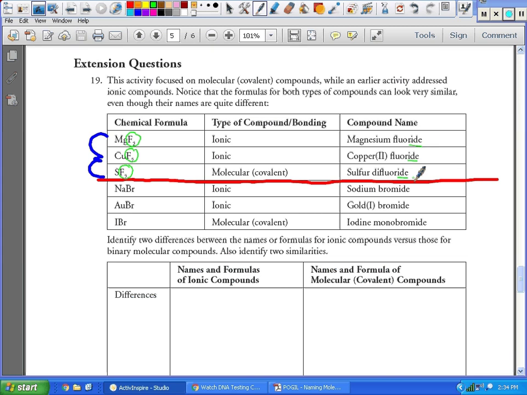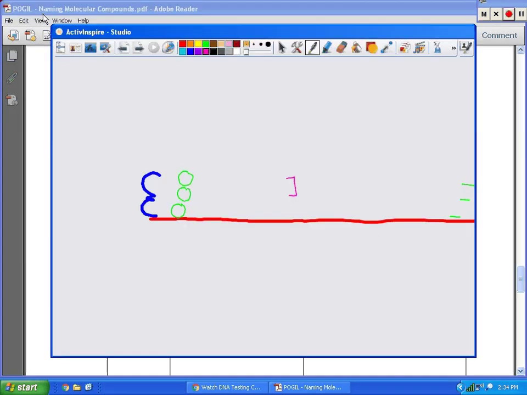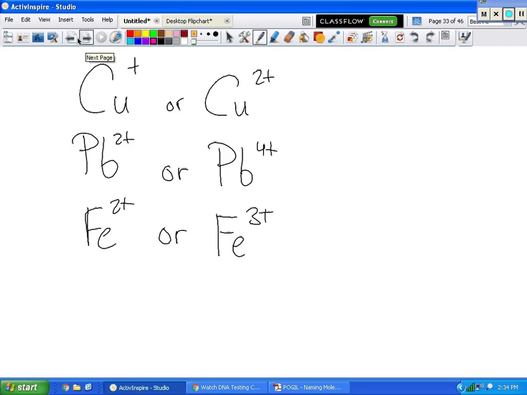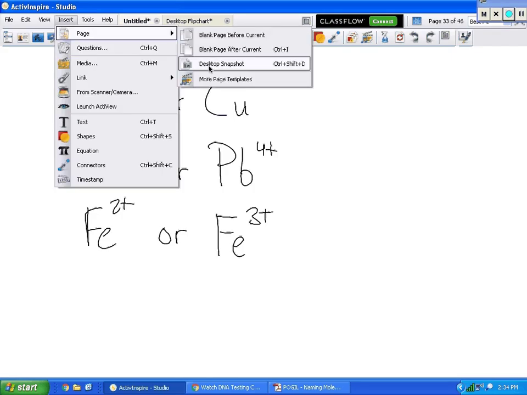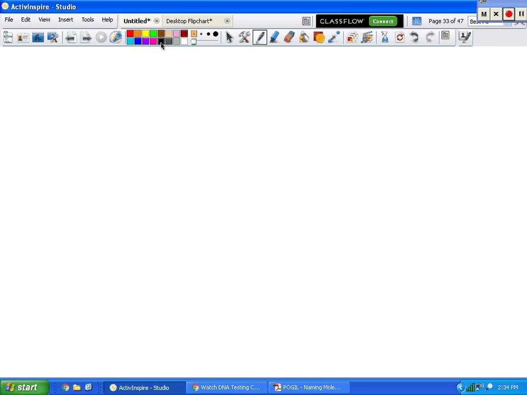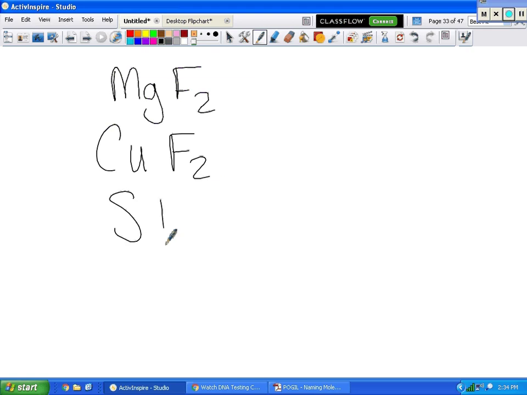But this is where we get into the differences. Now, if we look at the first 2, what are the types of compounds in the first 2? Ionic. Now, I'm going to bounce pages, but I promise I'll come back to this. Let me insert page before. Okay, so help me out because I can't see them anymore. What's the first one? MgF2. The second one is CuF2, correct? And then the last one is SF2.